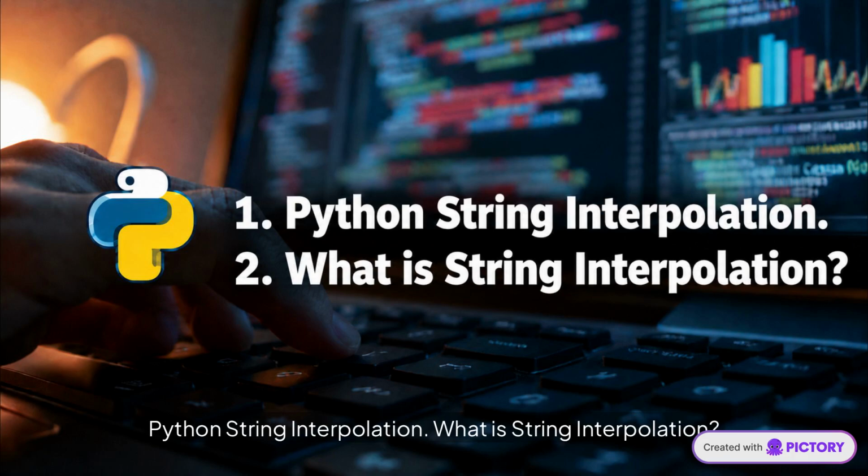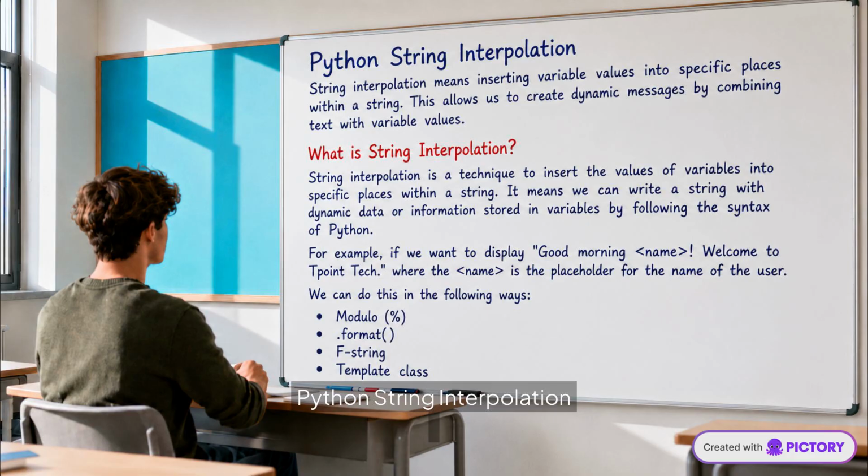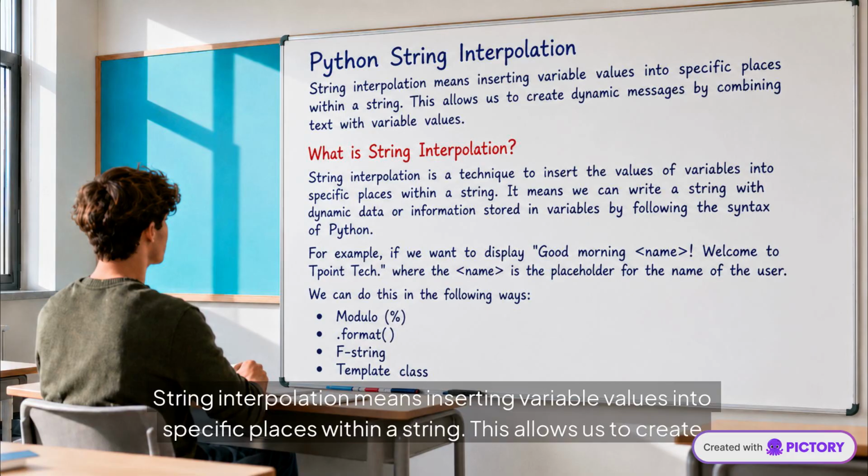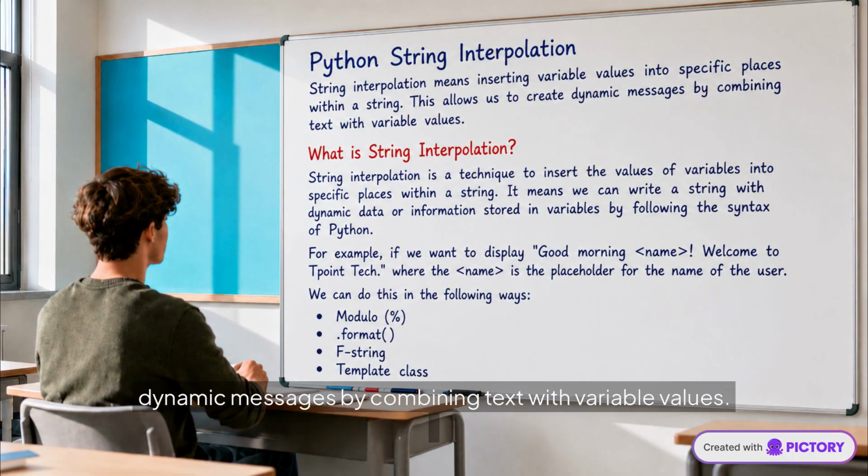Python string interpolation. What is string interpolation? String interpolation means inserting variable values into specific places within a string. This allows us to create dynamic messages by combining text with variable values.